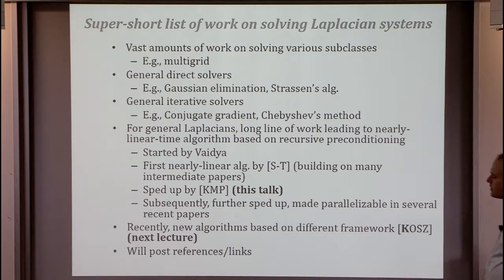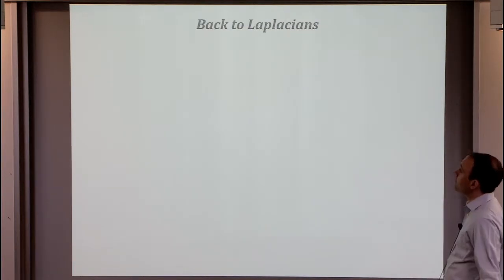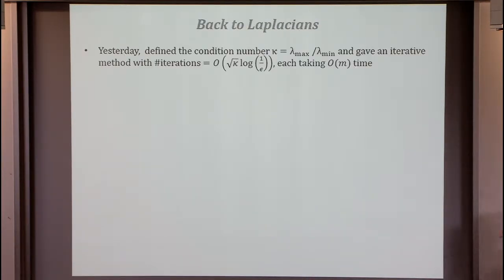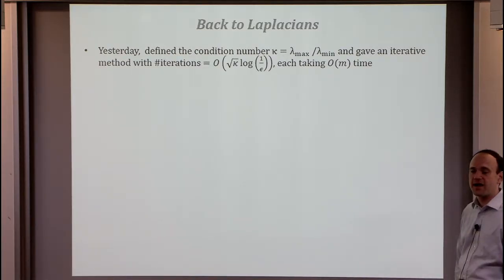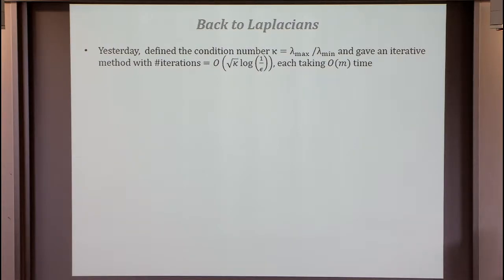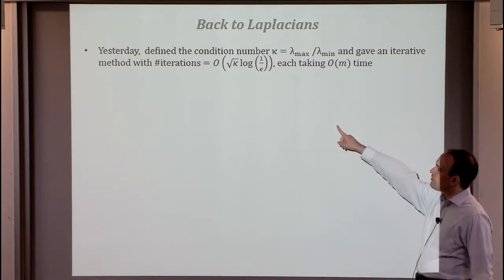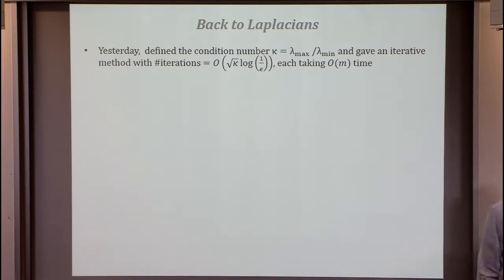Okay, so moving back to math. Last time, just to remind you where we were, we said that the key parameter that defined how quickly you can solve a linear system is the condition number, which is the ratio of biggest to smallest eigenvalue. And we gave an iterative method whose iteration bound was proportional to the square root of it times log 1 over epsilon to get an epsilon approximate solution.